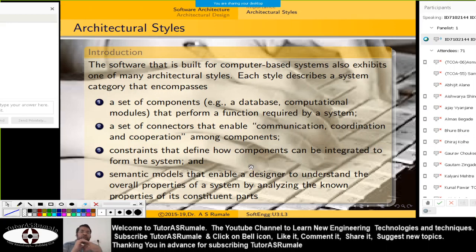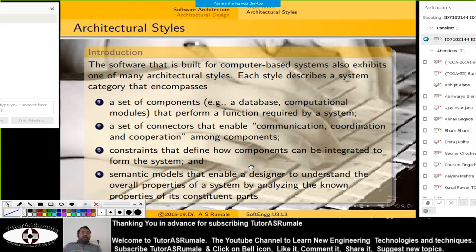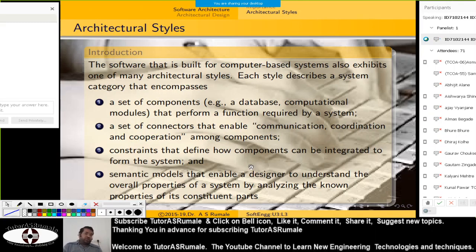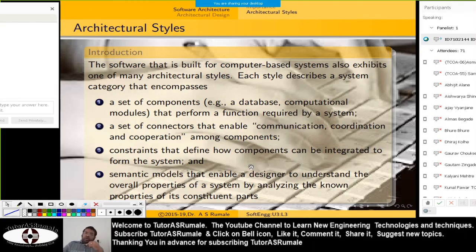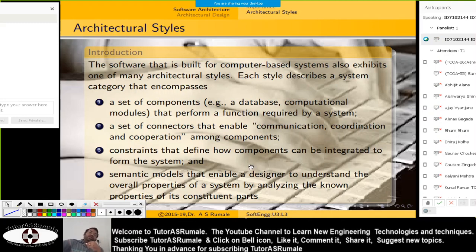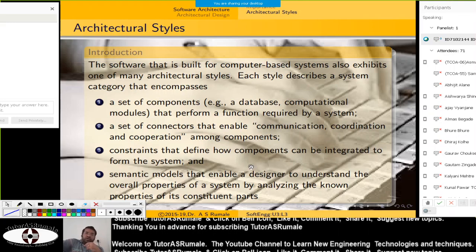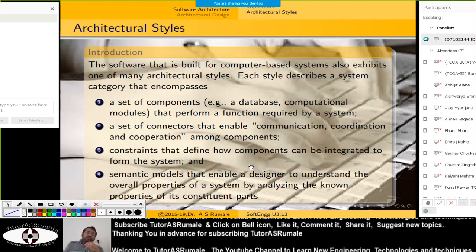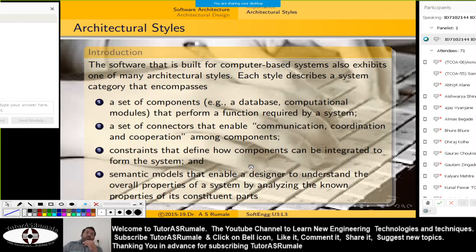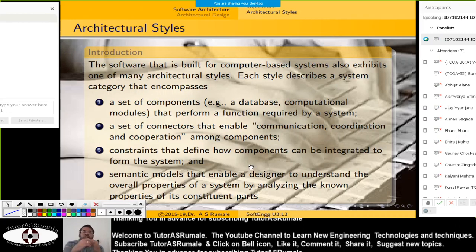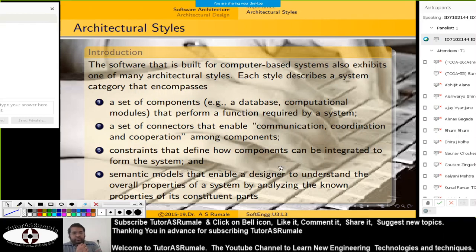So semantic models means the designer understands the overall properties of the system by analyzing the known properties. We are talking about rapid application development. Either there is an already existing system, or you are simply modifying an already existing system. Okay, the parallel system or the same system, and there comes the semantic model. So you want to improve the existing one, or you want to create a new one by observing the existing one. So this defines the different types of architectural style.